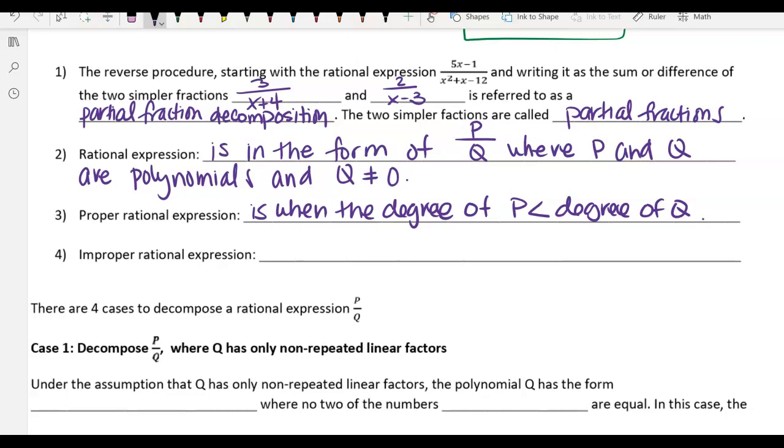Okay. An improper rational expression is the same as an improper fraction: when the numerator is higher. But in this definition, we're going to use degree. So it's when the degree of P, in our definition, is equal to or bigger than the degree of Q.